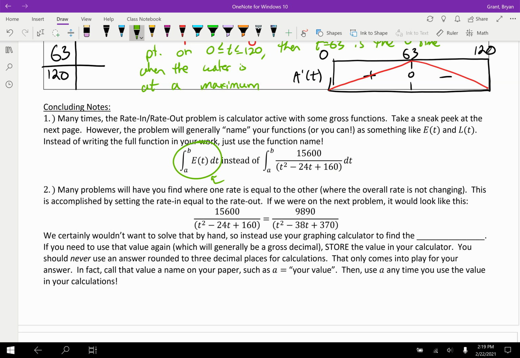If they ask how many people have entered the park, don't just put like 4,000 people. You need to show where that came from. Integral from like 0 to 10, I'm just making up these numbers, E of t dt equals this. But don't use the whole function name. If they call it E of t, just use E of t. It's way faster.